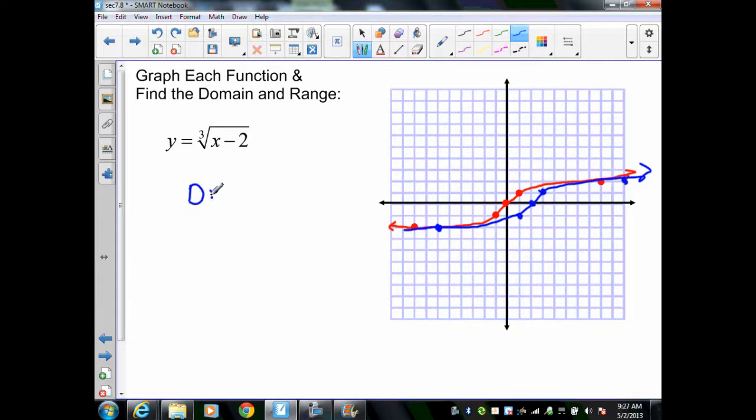Domain, again, all real numbers. And range, all real numbers.